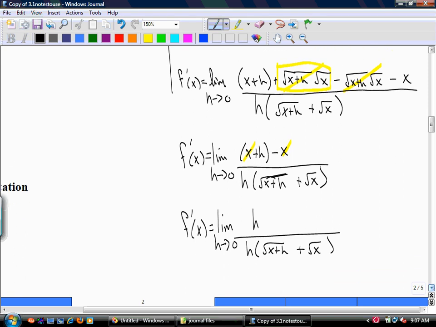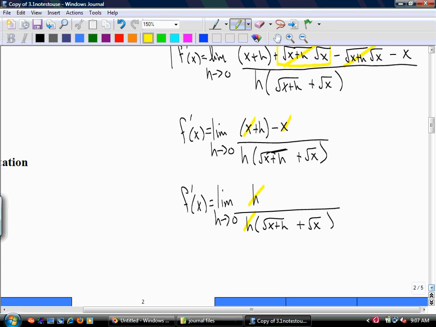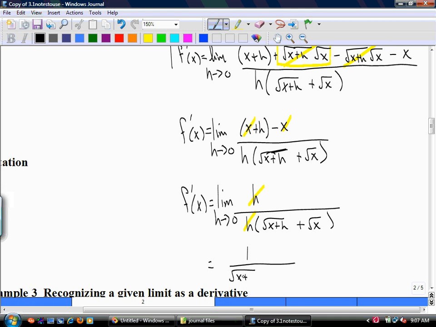What happens to the h's? They cancel. And you're left with, can you put 0 in for h now into the bottom? Yep. So you're left with 1 over root x plus 0 plus root x, over 2 root x.